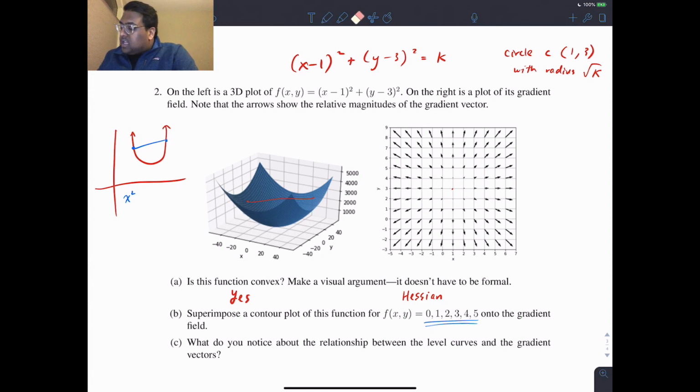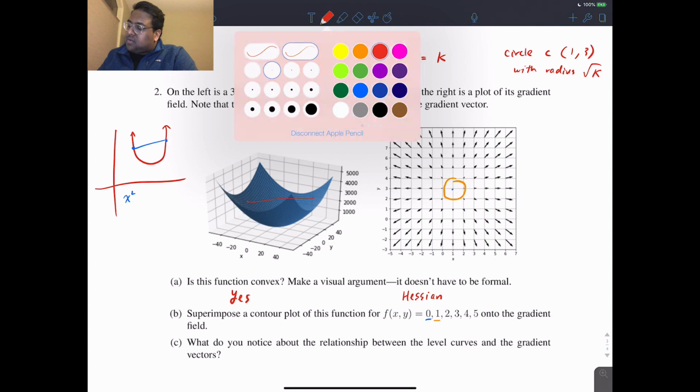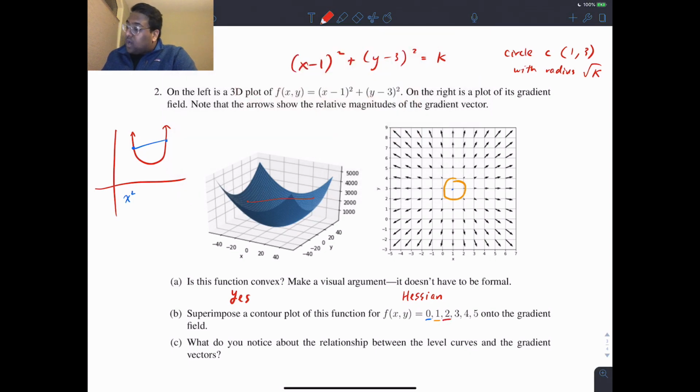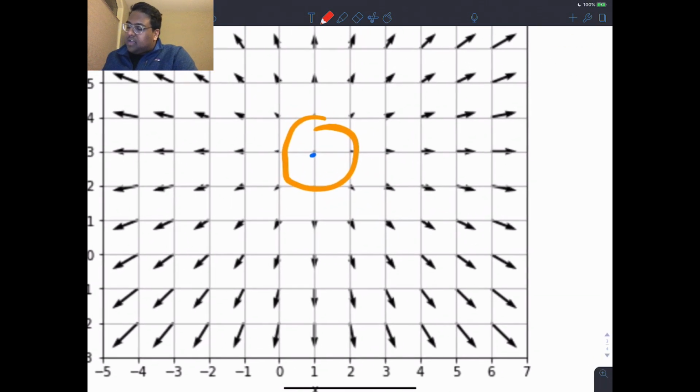The contour plot when f of xy is equal to 0 is really just the point that we have over here, because it's the set of points that are 0 distance away from (1, 3). Then the contour plot when k is 1 is a circle with radius 1. When k is equal to 2, it's a circle with radius square root 2, which will be a little hard to draw. Square root of 2 is about 1.4, so it'll be somewhere in between 1 and 2. Something like that approximately.